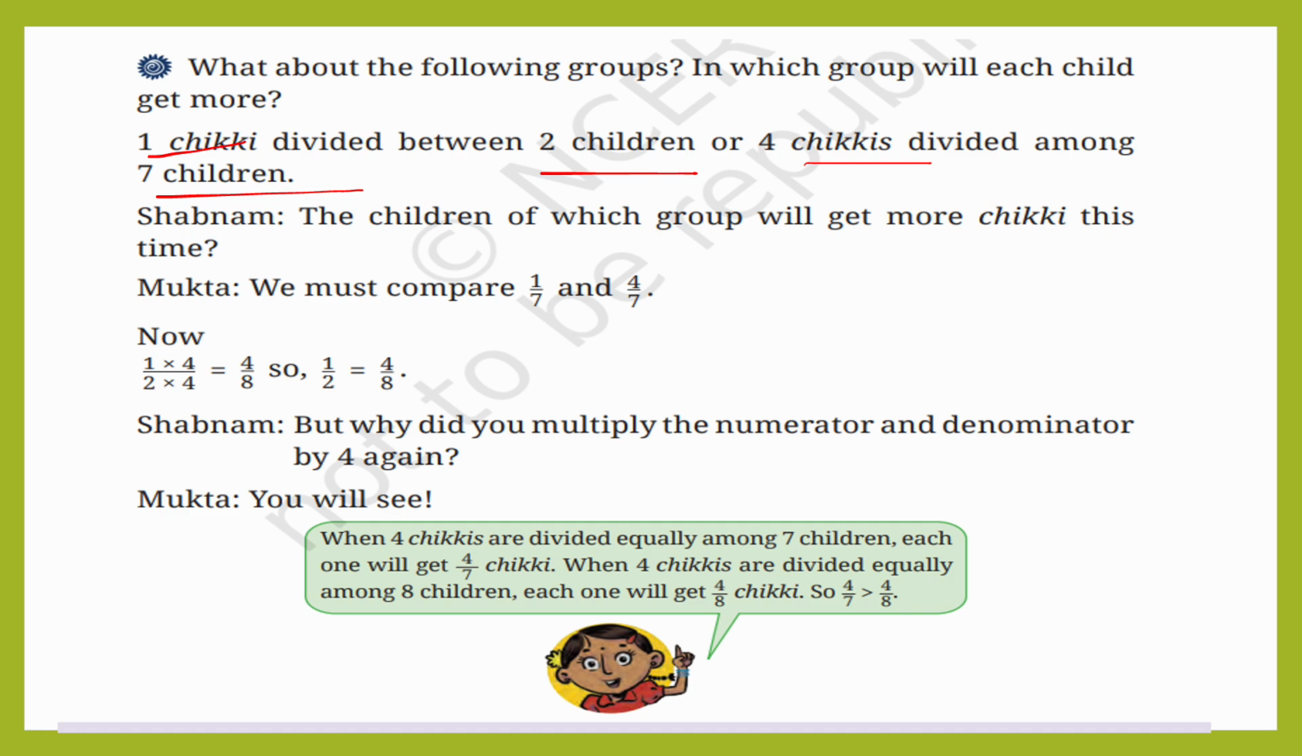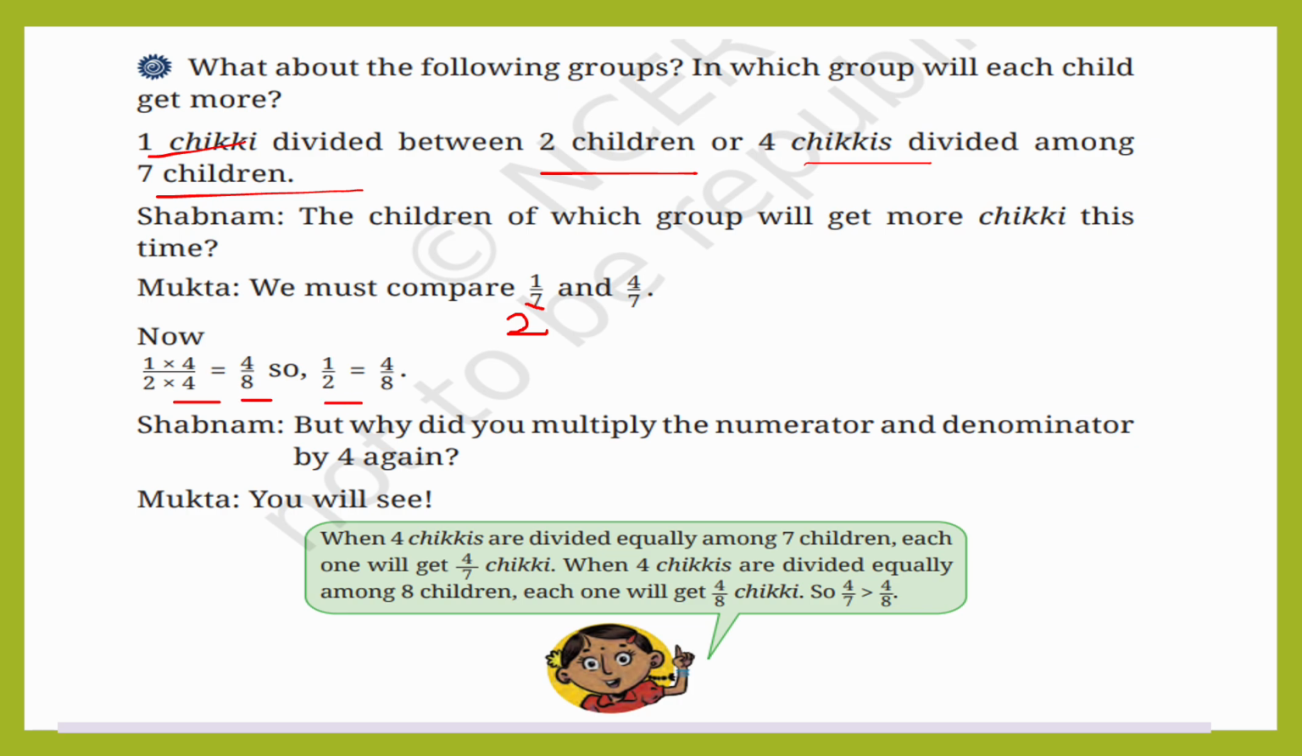Mukta, we must compare. Here it is not 1 by 7, here it is 1 by 2. Okay, one chicky is divided between two children, that is 1 by 2. So we must compare 1 by 2 and 4 by 7. Now, in the case of 1 by 2, multiply both numerator and denominator by 4. Then we will get 1 into 4, 4, 2 into 4, 8, 4 by 8.